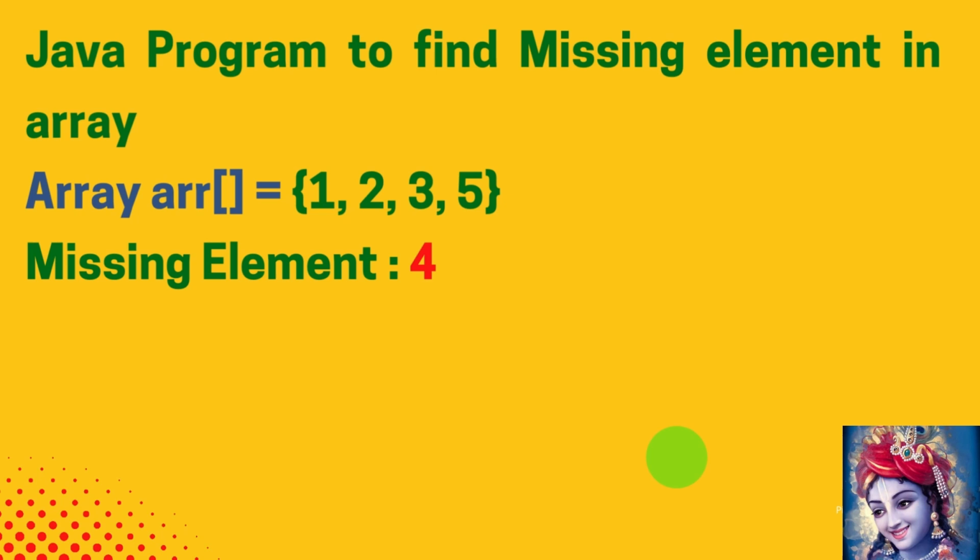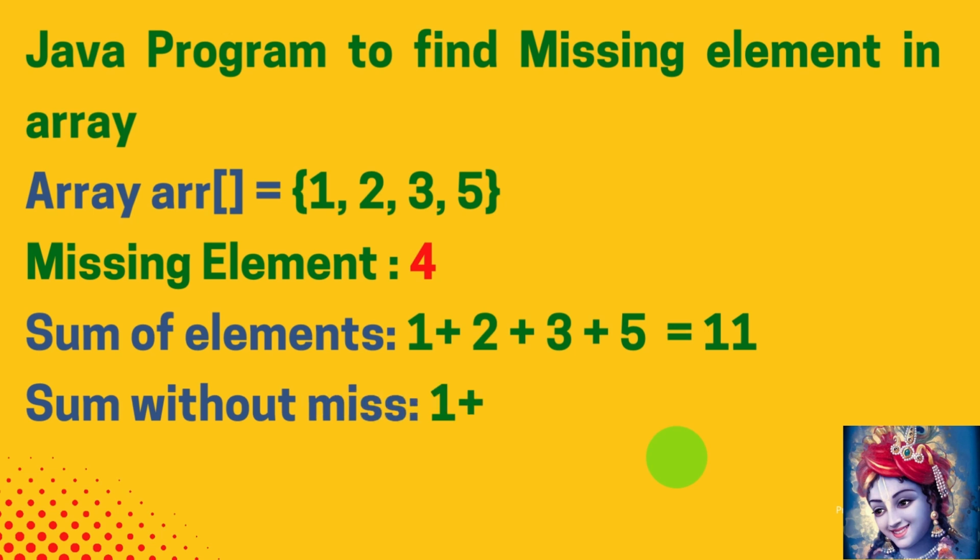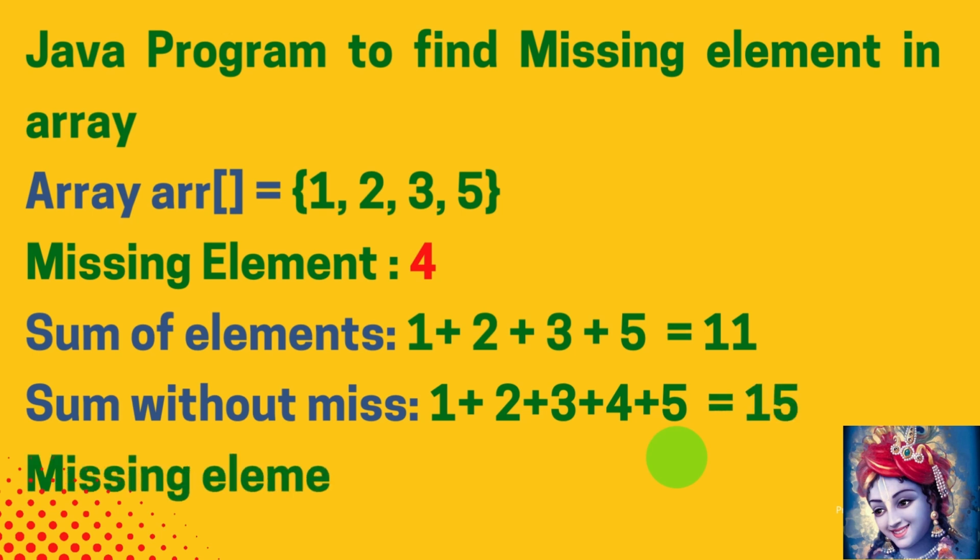What is the logic we need to implement to find the missing element? It's very simple. Find the sum of elements of an array. We have 1 plus 2 plus 3 plus 5. These are the elements present in the array and the sum is 11. And we also need to find the sum without having the missing element. So 1 plus 2 plus 3 plus 4 plus 5. The sum will be 15. How do you finally find the missing element? By just subtracting: the sum without the missing element minus the sum of elements present in the array. That is 15 minus 11, which is nothing but 4.